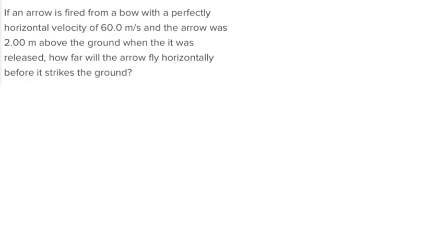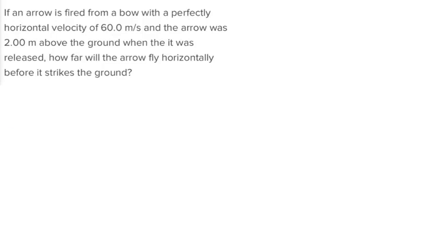Hi physics fam, we are going to do a horizontal projectile problem where we are determining how far an object will fly horizontally before it strikes the ground. So we have an arrow fired from a bow with a perfectly horizontal velocity of 60 meters per second.